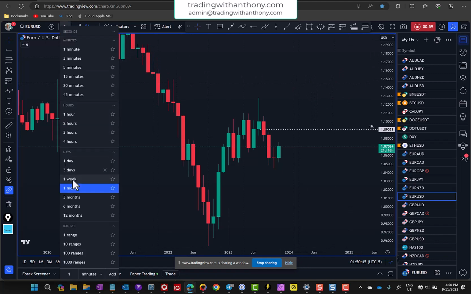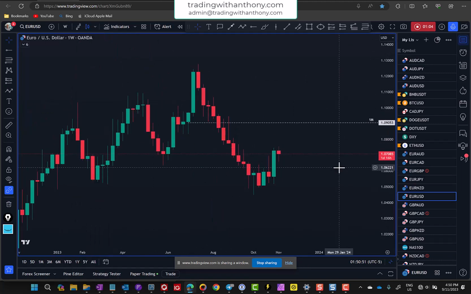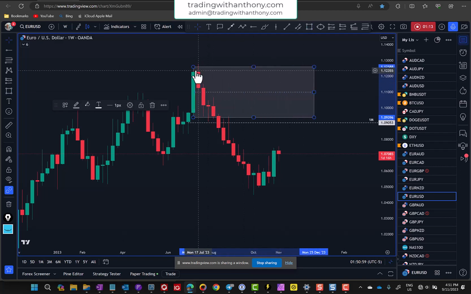Keep an eye on that. See some weakness coming into the dollar at the moment. Let's have a look at this on the weekly now. On the weekly time frame, look at this big candle here. Big distribution range. We'll mark that up.